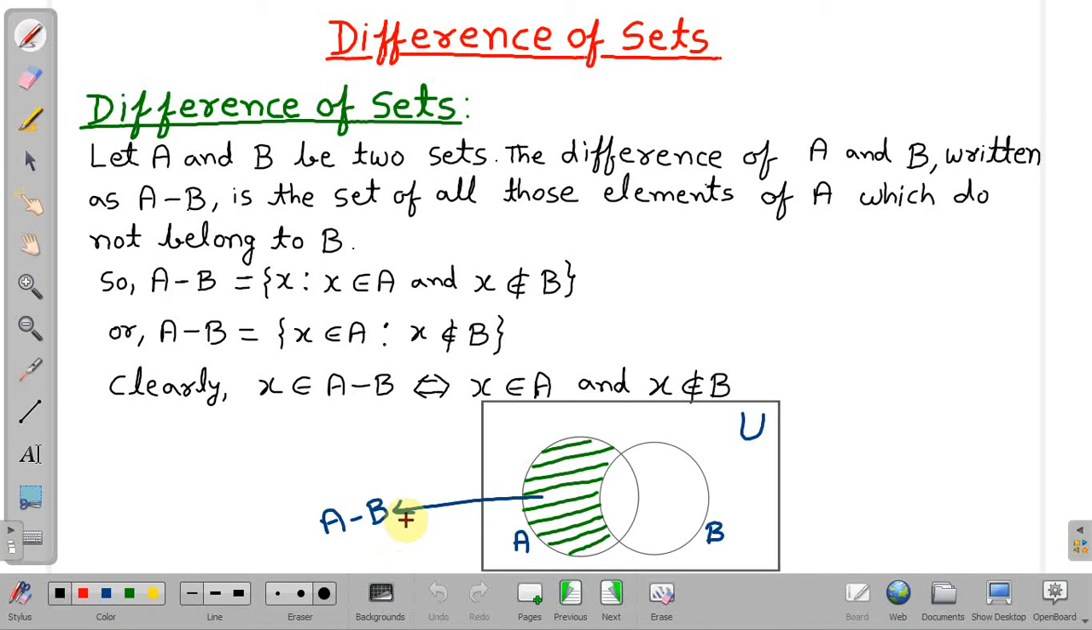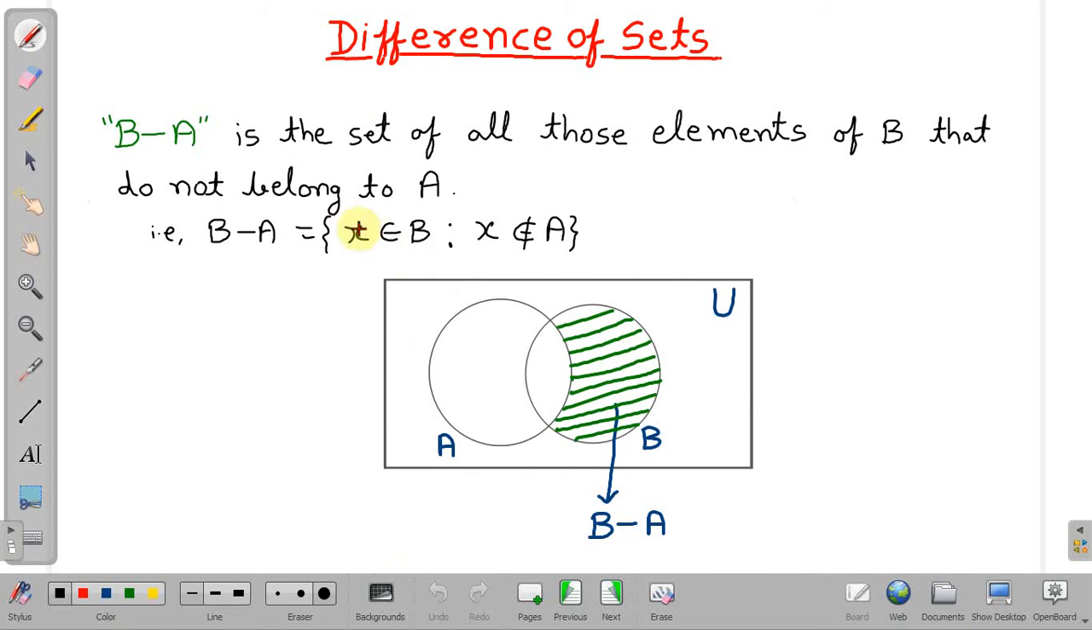So if we have to show B minus A, how can we represent it? B minus A will contain all elements of B except those which are also elements of set A. So if we represent it on a Venn diagram, this is our rectangular universal set, and set A and set B are these two circles, and the green shaded portion represents B minus A, that is, the whole of set B minus the common portion. This is our common portion, so we have to remove this one.